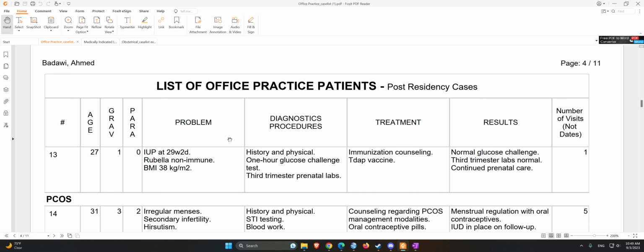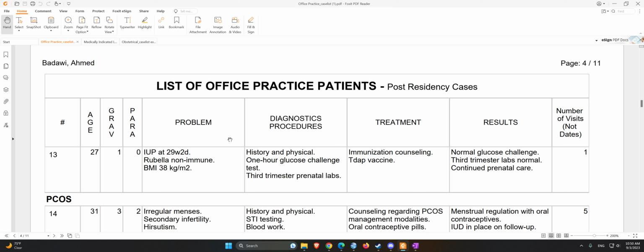For the major criteria, it's prior history of preeclampsia, chronic hypertension, autoimmune diseases, kidney diseases. And I think one more, but I can't think of it right now. And then you have multiple minor criteria such as first pregnancy, obesity, AMA, IVF pregnancy, low socioeconomic status, black race. Yeah, that's all I can think of right now.